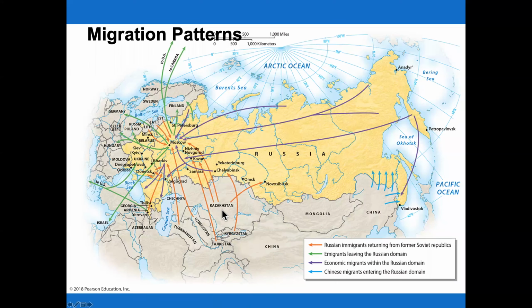Many of the people who lived in former Soviet satellites like Kazakhstan and Uzbekistan and Turkmenistan, Tajikistan, and Kyrgyzstan have migrated back towards Russia because there are frankly more financial opportunities there for them.